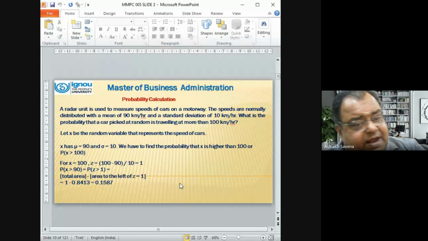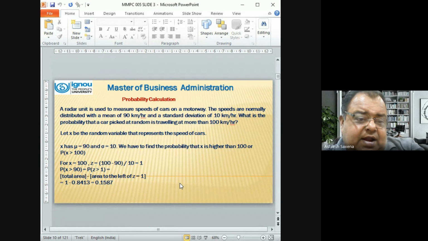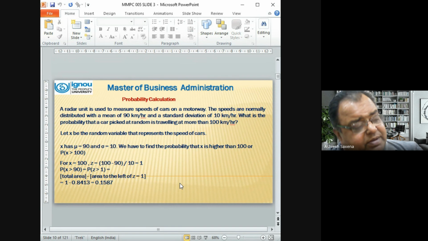Now we will calculate probability. A radar unit is used to measure speeds of cars on a motorway. The speeds are normally distributed. First, it is confirmed that this problem is related to normal distribution, with a mean of 90 kilometers per hour. If it is a problem of normal distribution, you have to have mean and standard deviation. Your mean is given in the problem, 90 kilometers per hour, and the standard deviation is 10 kilometers per hour.